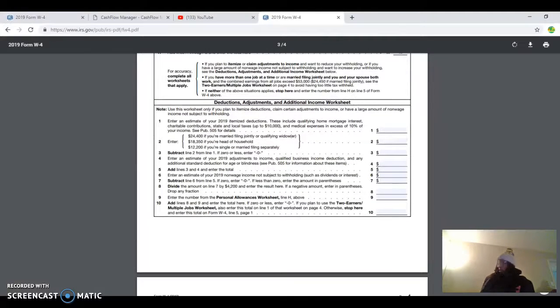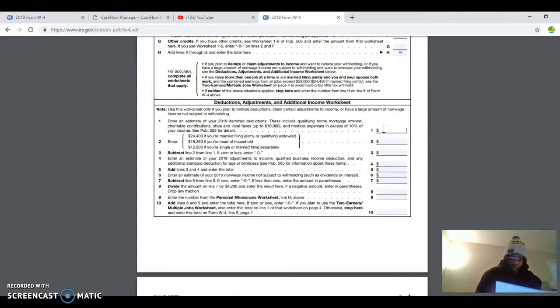If you own a business, then you go down to the deductions and adjustments. You get what I'm saying right here. Okay, here's where the beautiness comes in right here. Number 1 says, well, first let's read the notes. Use this worksheet only if you plan to itemize deductions, claim certain adjustments to income, or have a large amount of non-wage incomes. Non-wage incomes is like dividends, investments, things of that nature. You guys probably watching this video are not there yet.